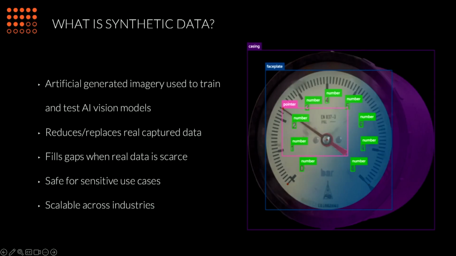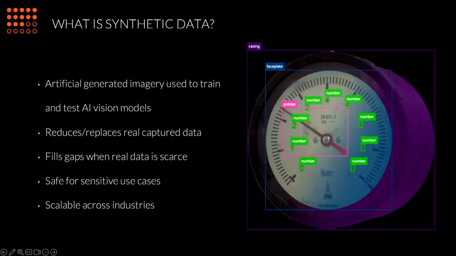So first off, what is synthetic data? AI is only as good as the data that it's trained on, and having access to quality data makes or breaks the development of an AI vision model. But collecting this data in the right volumes is often the hardest part of this process. It can be very slow, time-consuming, and costly as well. But this is where synthetic data comes in.